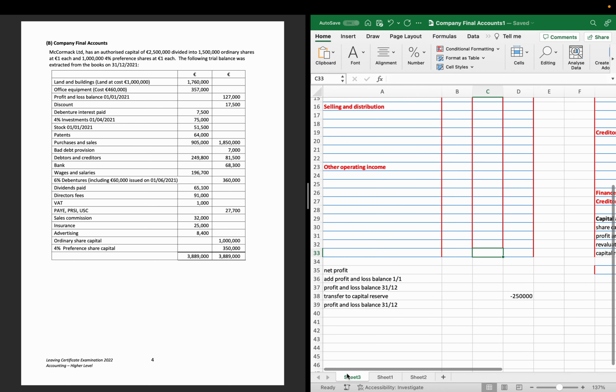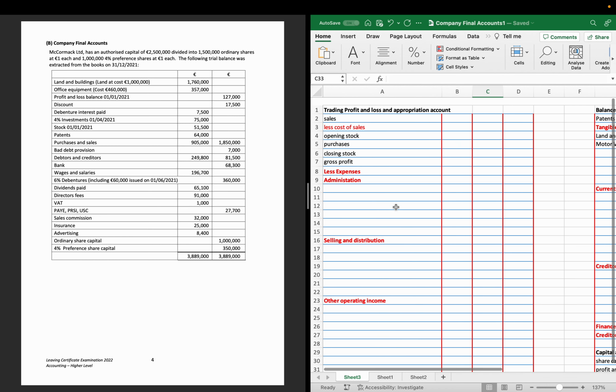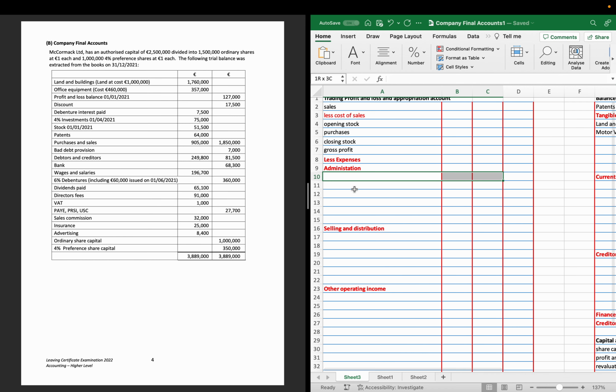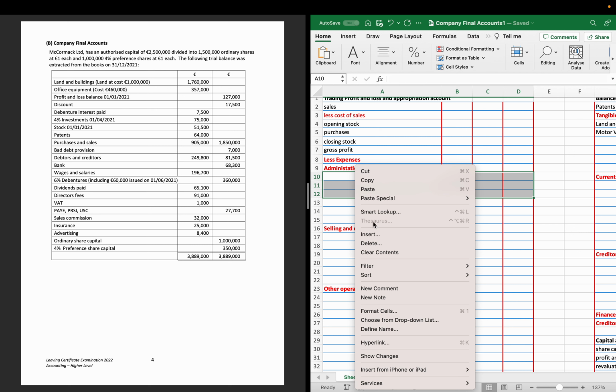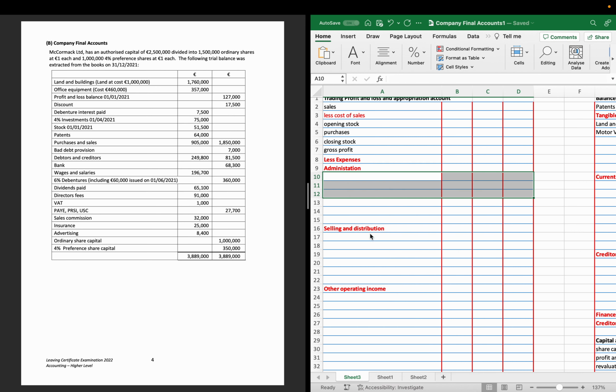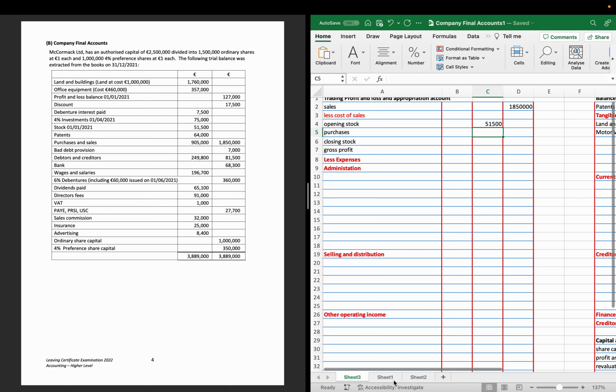So we've lots and lots to go in. I'm going to need a few extra lines in admin, I would say. Obviously, when you're doing out your skeleton, be aware that you've a load of admins there, and make room for them. So sales 1850. Opening stock is 51.5. Purchases is from the workings.